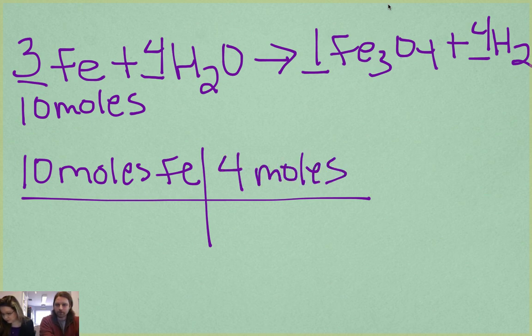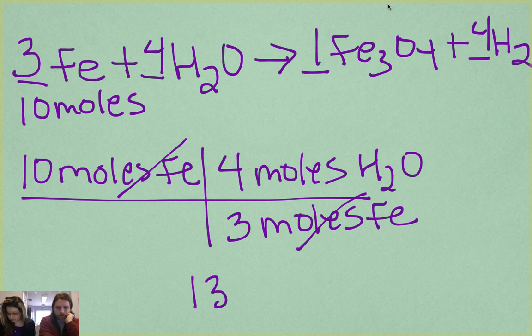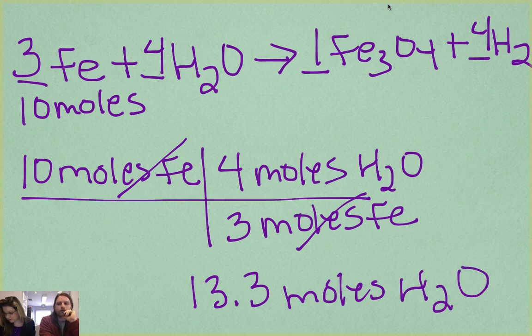So 4 moles of H2O, I'm going to run out of space. And 3 moles of iron, because for every 3 moles of iron, I need 4 moles of water. And you just got that from the coefficients of the balanced equation. Yep. So moles of iron cancels. 10 multiplied by 4 divided by 3 gives me 13.3 moles of water. So in order to use up all of the iron, I would have to have 13.3 moles of water. If I have 10 moles of iron and I want to use all of it, I need 13.3 moles of water.